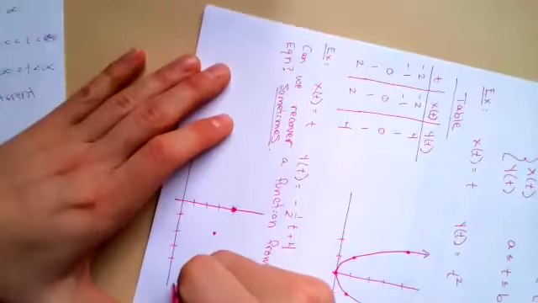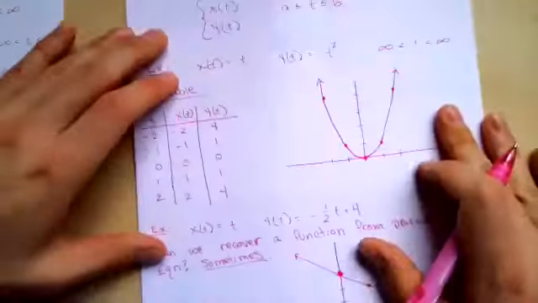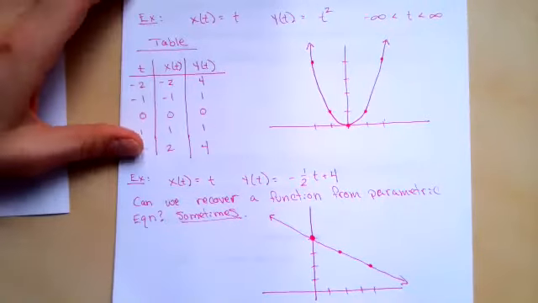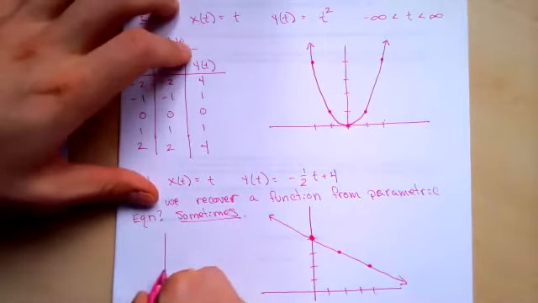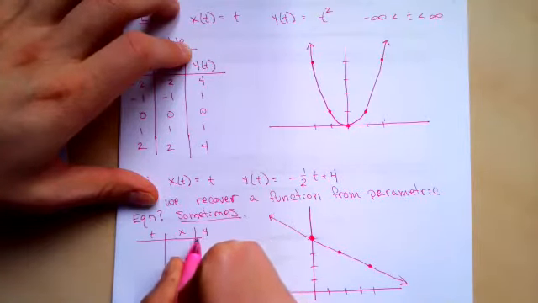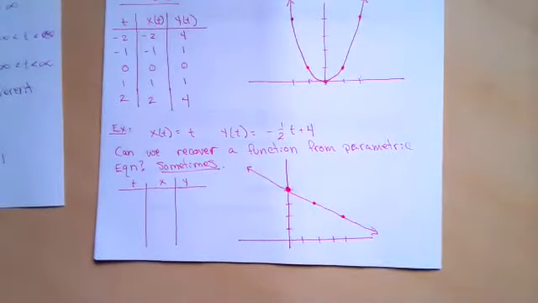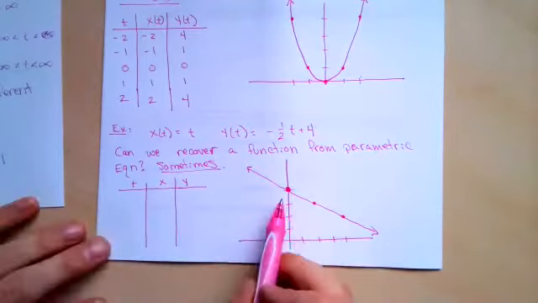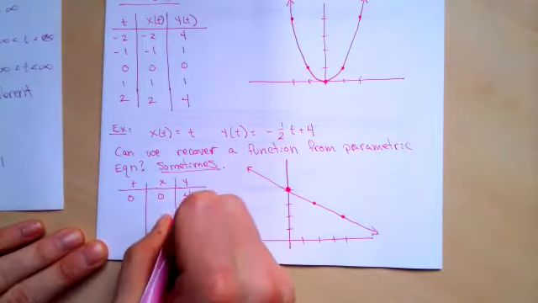And so we get something like this. And of course, we can recover these points. What's going on there? If we were to make our table, well, what happens when t is 0? My x is 0, and my y is 4.